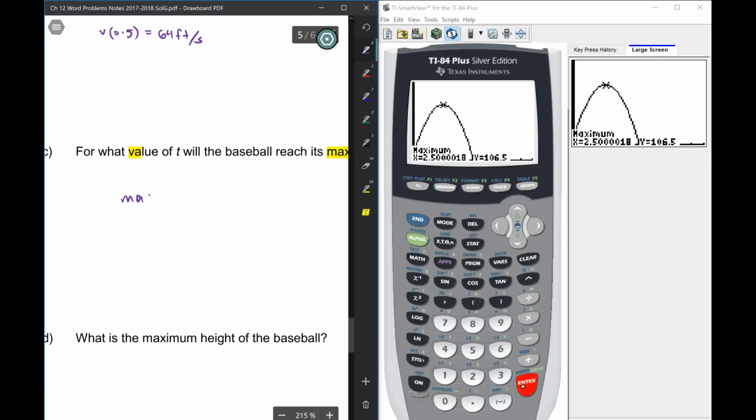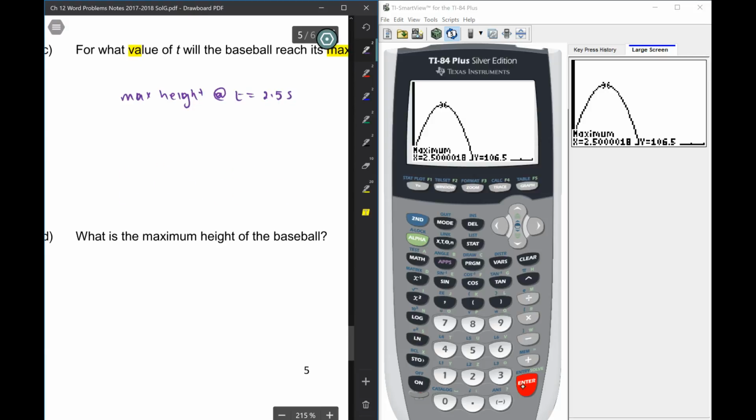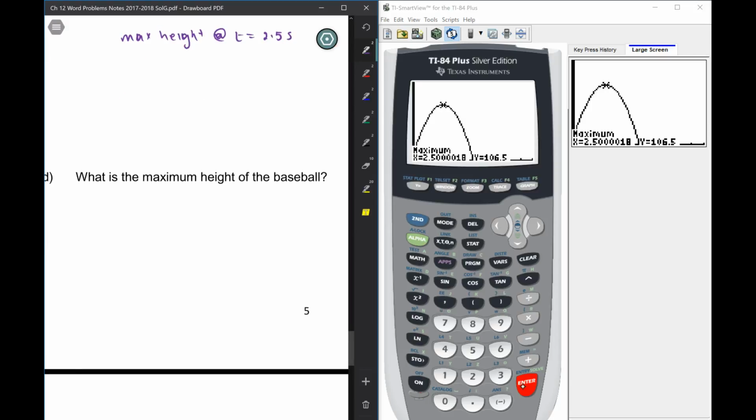So, maximum height at t equals 2.5 seconds. What is the maximum height of the baseball? It's 106 what? 106.5 feet.